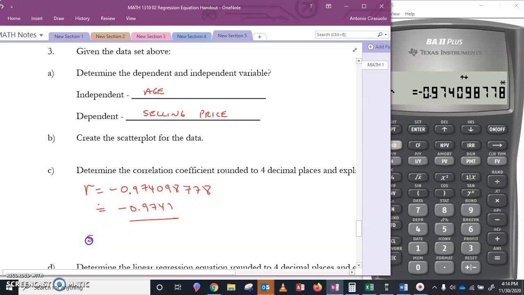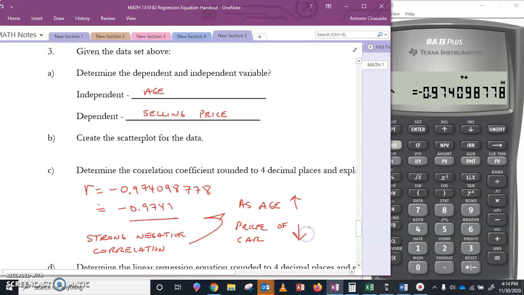And what does this mean? It's a strong negative correlation. And what that really means is that as age increases, goes up, price of the car decreases, goes down.